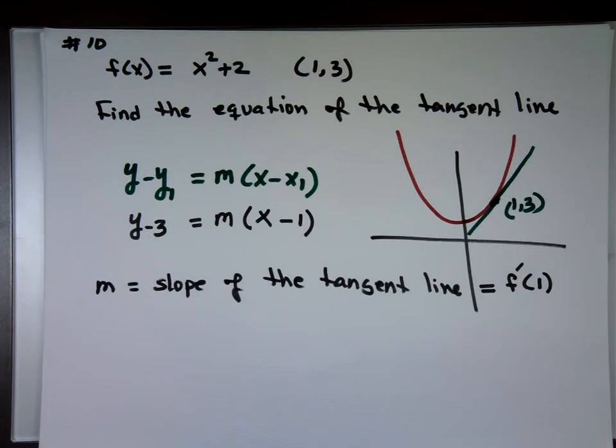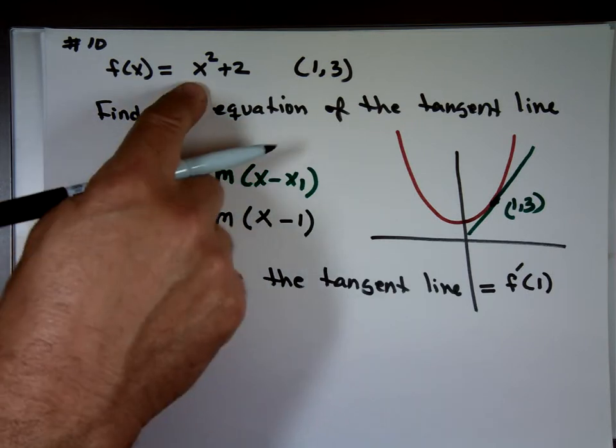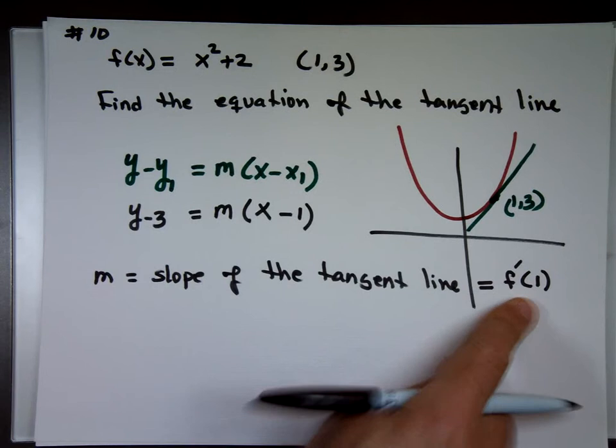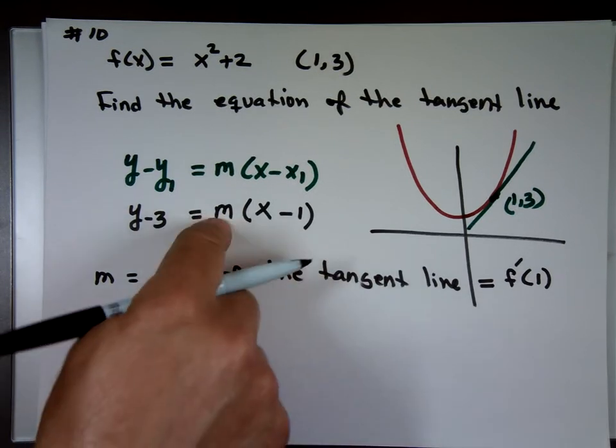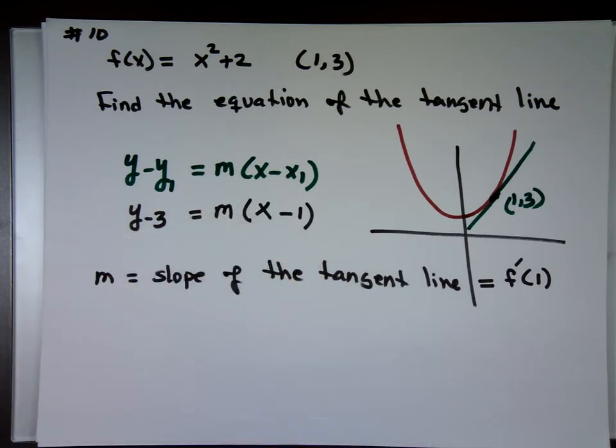So I need to find the derivative of f of x first. Let x be 1. That will give me the slope at that point. Then I can plug it back in and get my answer. So they weren't looking for the derivative, but we still need to find what that derivative is. Because to find the slope, you've got to find the derivative.